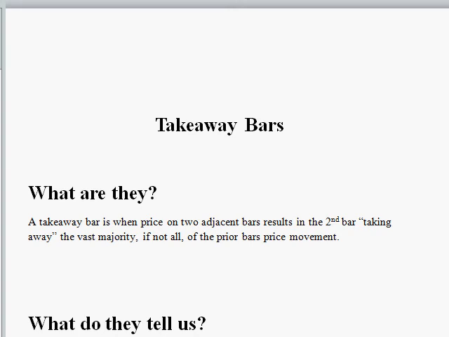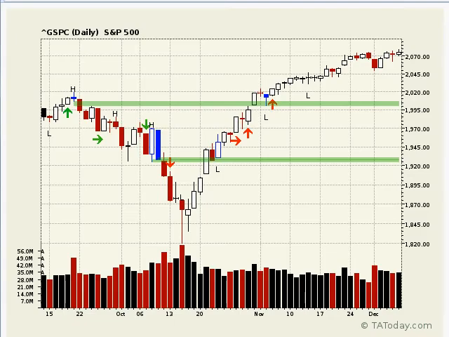When I talk about takeaway bars, I try to always provide a definition of what they are. In this case, a takeaway bar really is when price on two adjacent bars results in the second bar taking away the vast majority, if not all, of the prior bar's price movement.